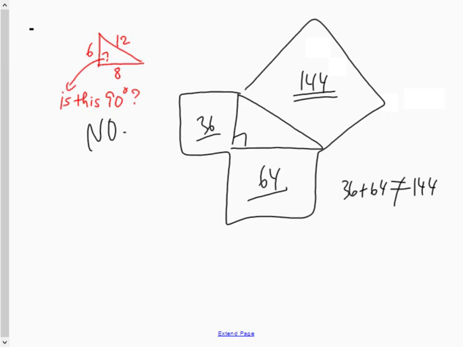Now, a nice question would be, is this greater than 90 or less than 90? It would be greater, because in order to get that hypotenuse larger than 10, you'd have to extend it this way, which means the angle should be larger than 90 degrees.